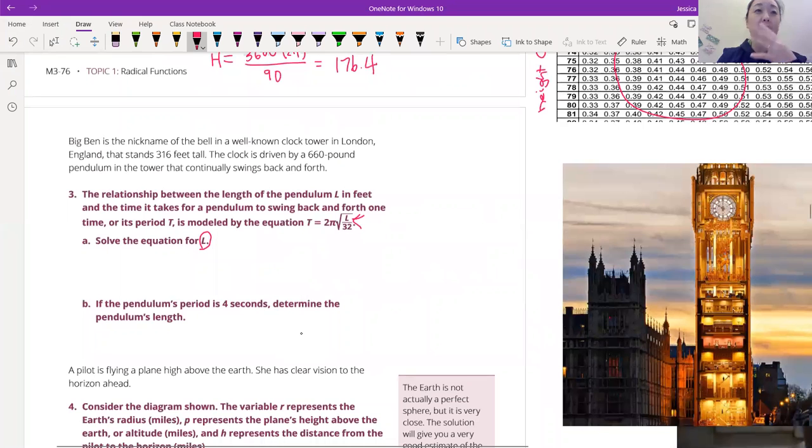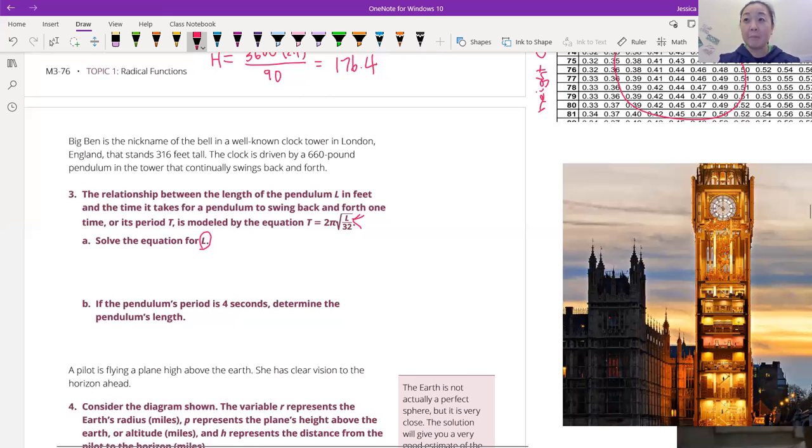And the third one, which a lot of us went over in class, is the pendulum. We're bringing it back. Big Ben is the nickname of the bell in a well-known clock tower in London, England. Have you heard of Big Ben? It's very famous. The clock is driven by a 660-pound pendulum in the clock tower that continually swings back and forth. This was built over 100 years ago. It's very old, and when I was reading, it took about 16 years to build.